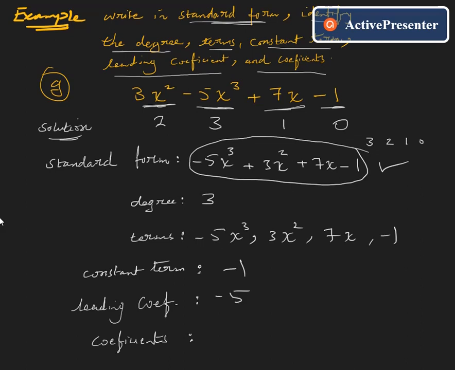And the coefficients we have are minus 5, 3, 7, and minus 1. That's it. Now let's discuss how to add polynomials, how to subtract polynomials, and how to multiply polynomials. The division will be discussed later. To add polynomials, simply add the coefficients of like terms.